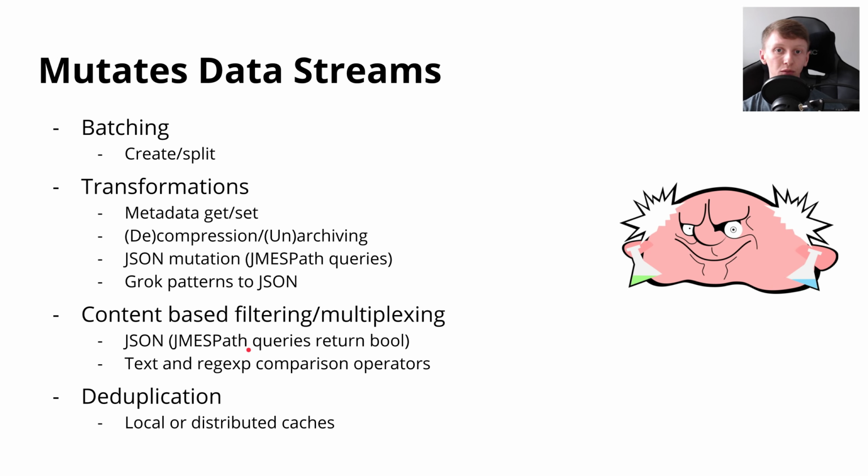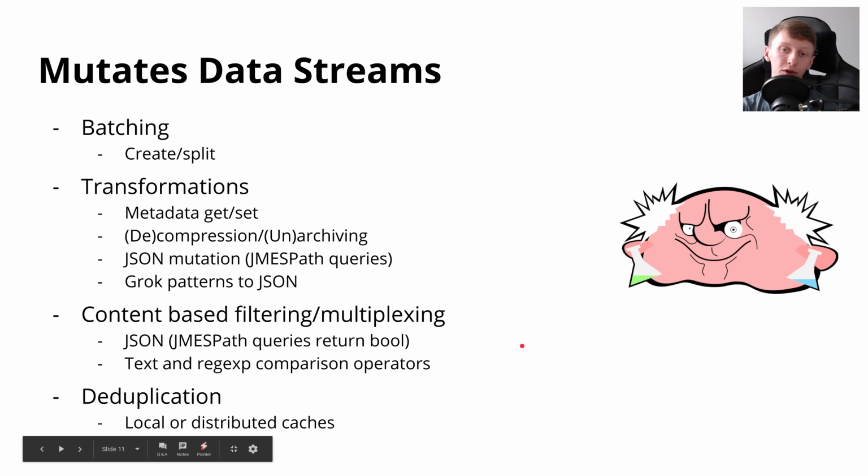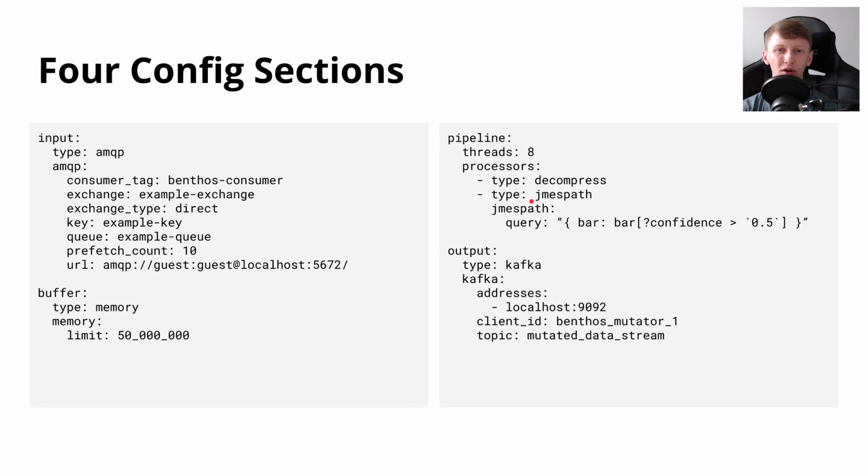There's also content-based filtering. So filtering can be done with JMESPath queries that return booleans, or you can do text and regular expression-based comparison operators, and they can be combined with boolean logic, things like that. And this can also be used for multiplexing to different outputs, and I've got an example of that as well in one of the future slides. And it can do stuff like deduplication. So that can either be with a local cache or with a distributed cache, so it can be shared across Benthoses or Benthi or Benthon.